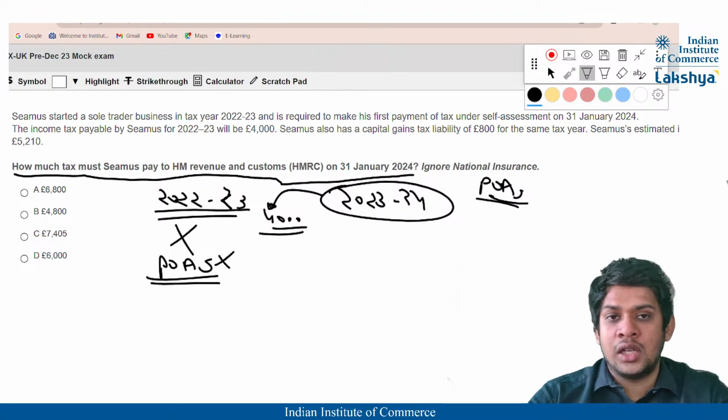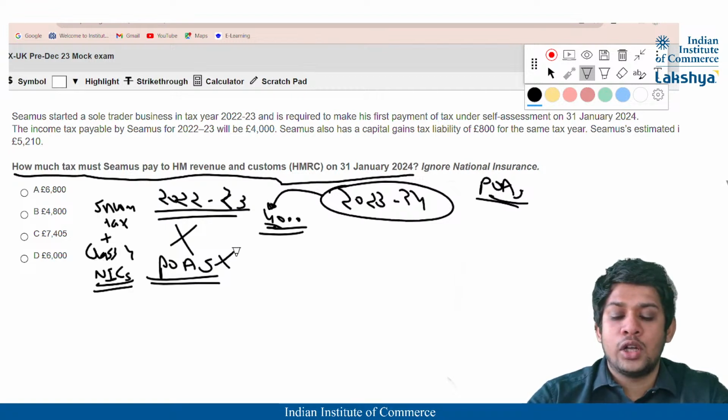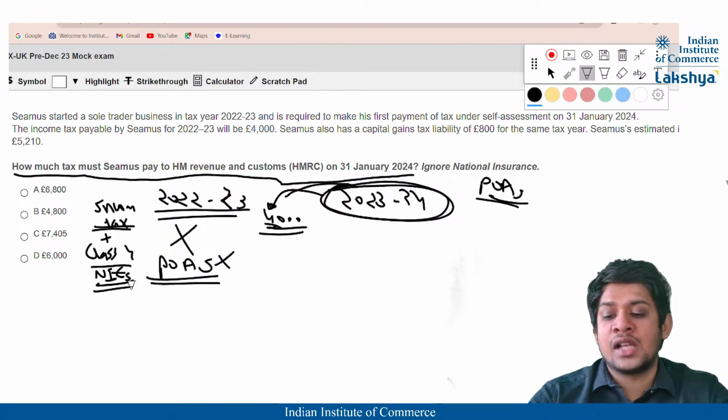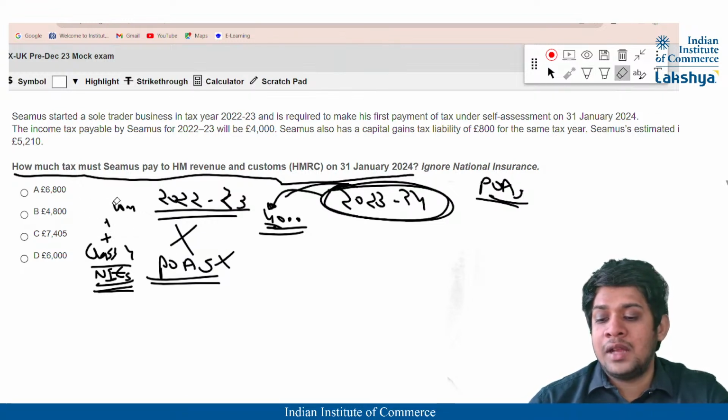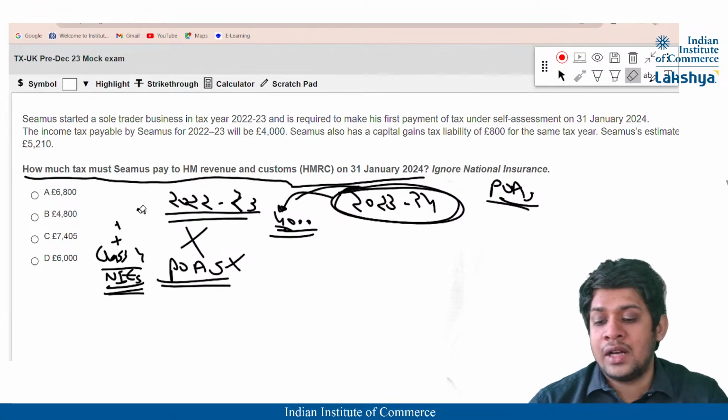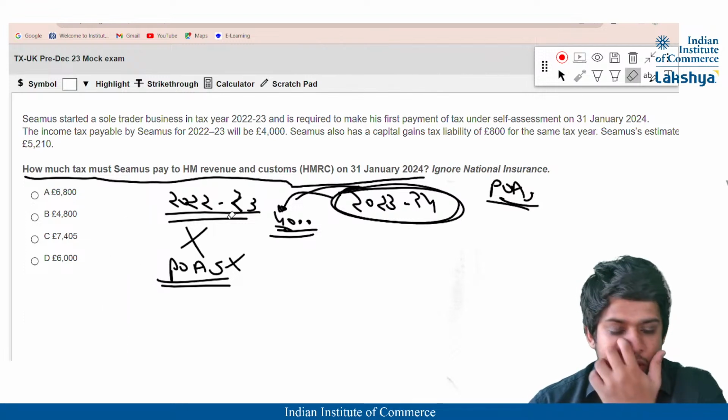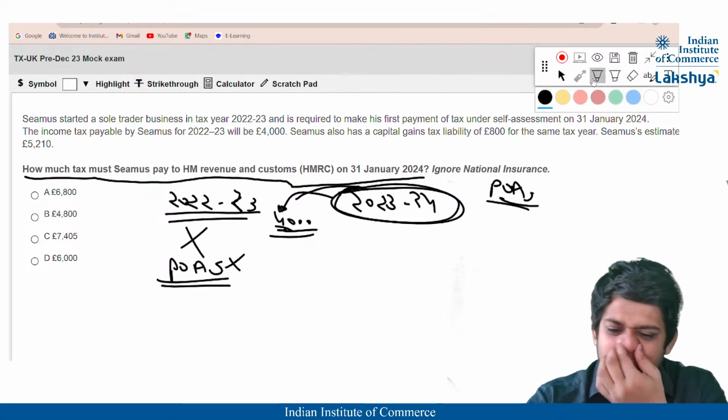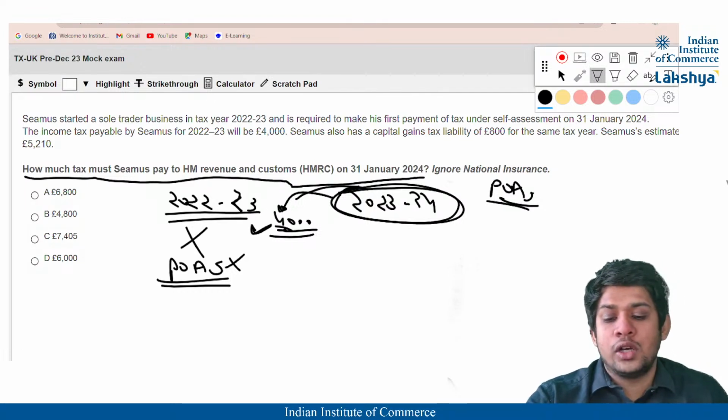You only take two things: the income tax plus the class 4 NICs. For the calculation of POAs, for this tax year you will check the previous year's income tax and class 4 NICs. In the previous year, they have not provided me any class 4 NICs. They have just provided me the capital gains tax and the income tax, so that is only going to be my income of the previous year. So 4,000 is going to be my income.